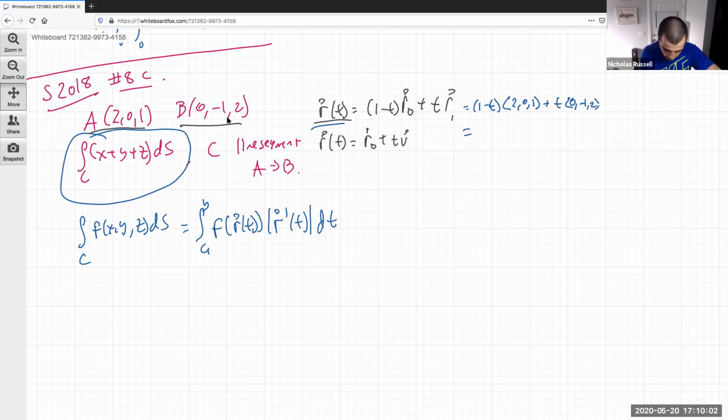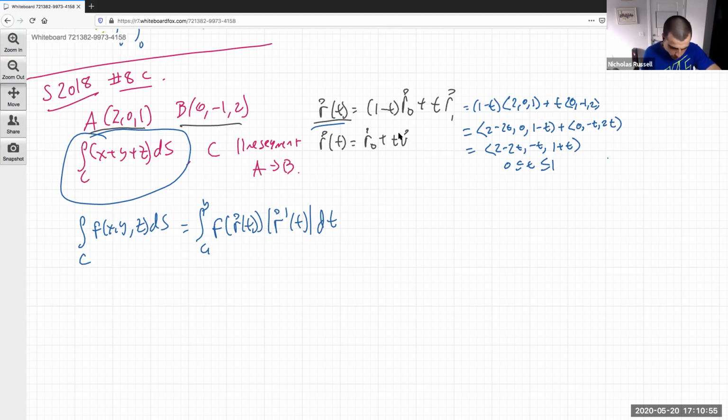And so we combine these. This will be (2 - 2t, 0, 1 - t) plus (0, -t, 2t). Adding them together, this one is just 2 - 2t, this one is just -t, and this one is 1 - t + 2t, which is 1 + t. Now, if we use this formula, this time is always going to be between 0 and 1. Because if time equals 0, this stays and this goes away, so I'm at r0. At time equal to 1, this entire thing goes away and I'm left here, so I'm at r1.